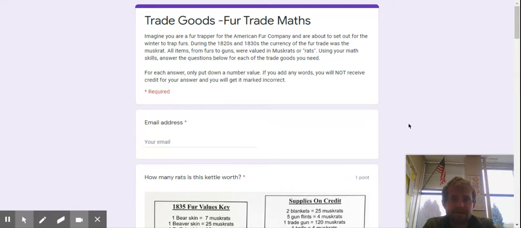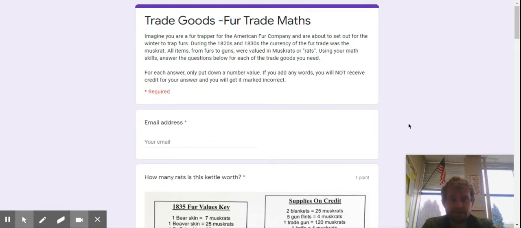Did you know that during the 1820s and 1830s, fur was a currency? Like today we use dollars, the common currency for fur was muskrats, also called rats. Using some math skills, you're going to answer some of the questions below to see the value of each of these trade goods.